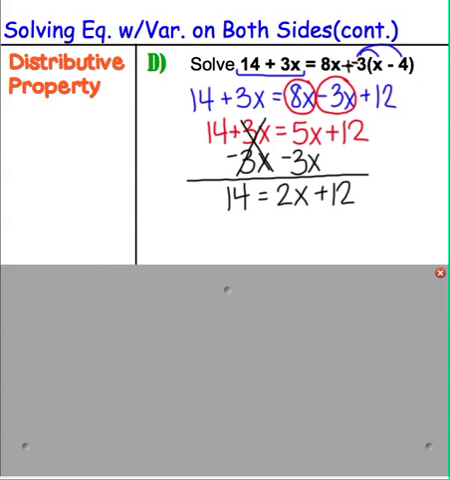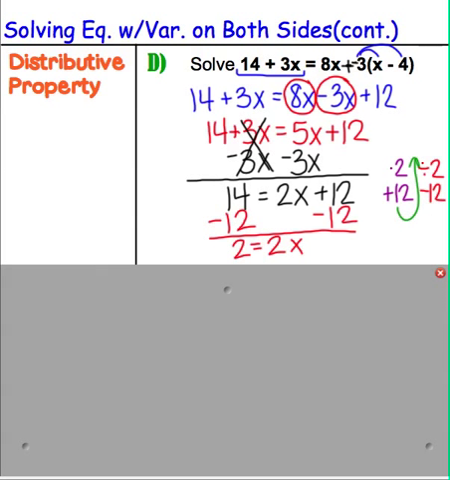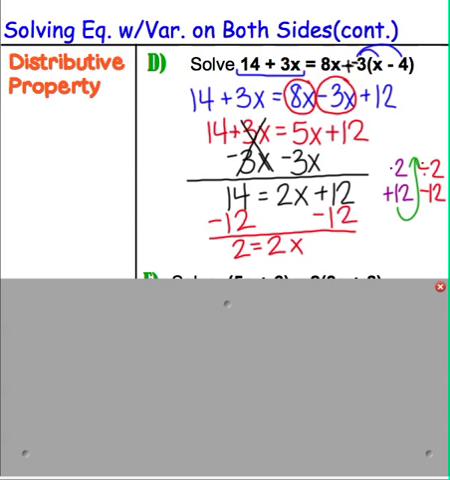Now if I go back to planning my route, it's multiplying by 2, and then adding 12, which when I do my U-turn results in undoing by subtracting 12 and dividing by 2. So when I start by subtracting 12, I end up with 14 minus 12, which is 2, equal to 2x. Now I can then divide by 2 on both sides. Divide by 2, divide by 2, that cancels my 2's here. 2 divided by 2 is 1, equal to x.